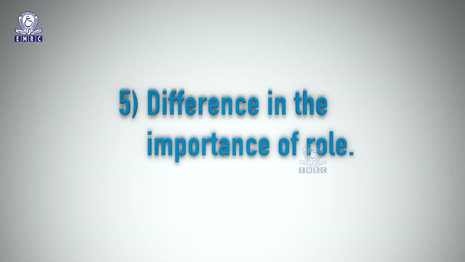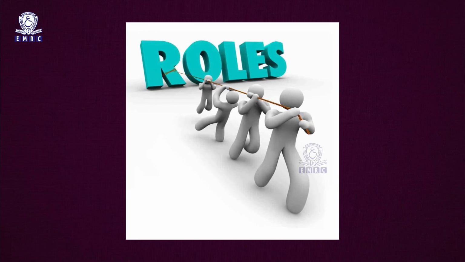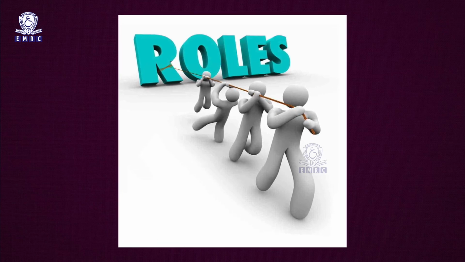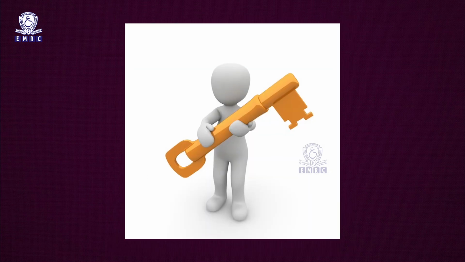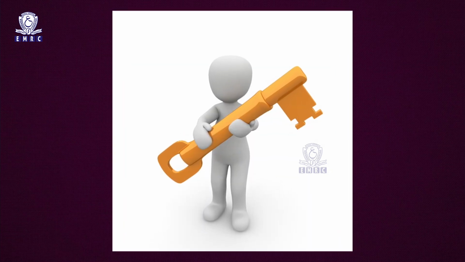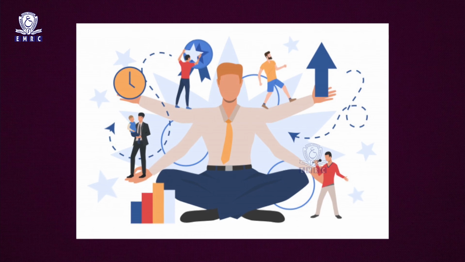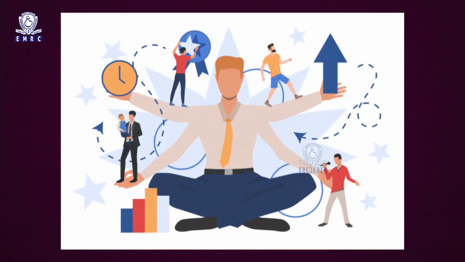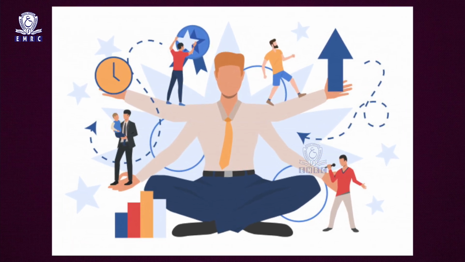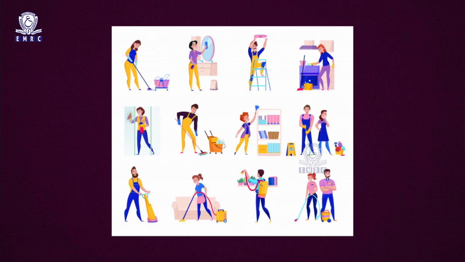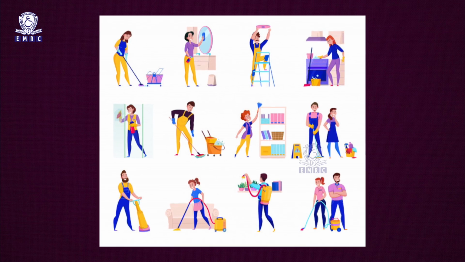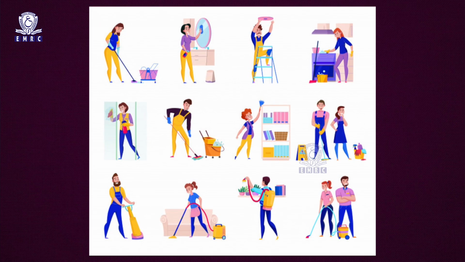The difference in the importance of role. From the sociological, socio-cultural point of view, all the roles are not equally important, some of the roles are more important while the others are less. The roles that are more important are called the key roles, while the roles that are of general importance are called the general roles. Key roles are important for the organization of the society, while general roles are helpful in the fulfillment of day-to-day activities.